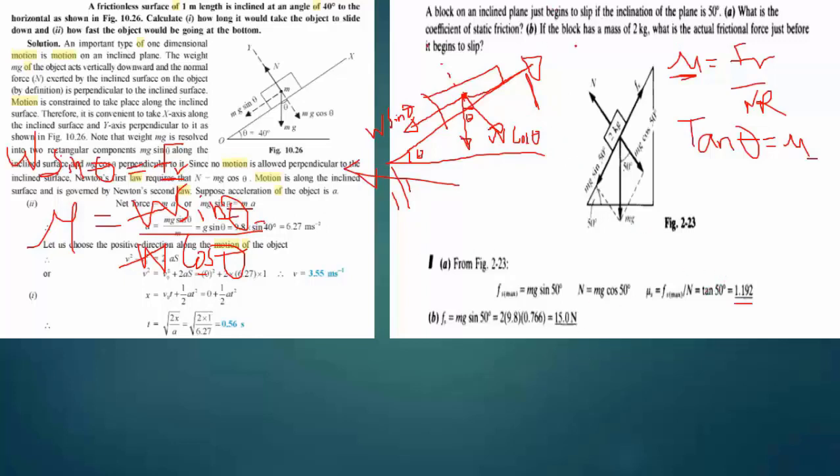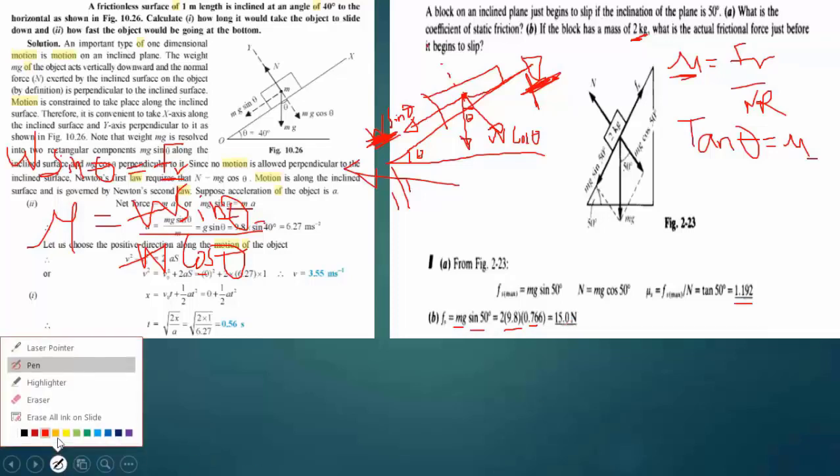So eventually, if the block has a mass of 2 kilograms, what is the actual friction force just before it begins to slip? Just before it begins to slip, it means it is still in equilibrium, it has not started slipping. So W sin theta is equal to the frictional force. W is mg, where we are given the mass as 2 kilograms. G we use 9.8, times sin 50, is equal to 15.